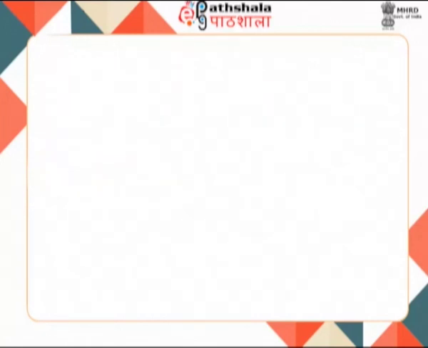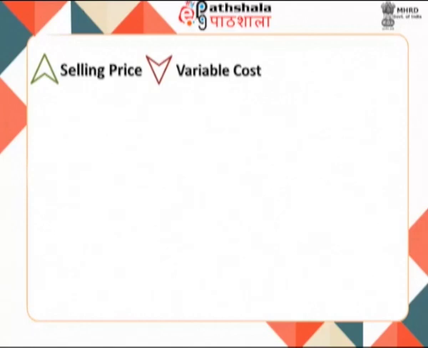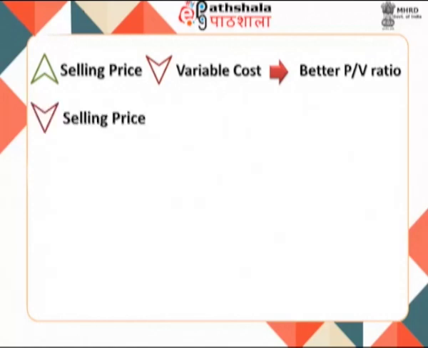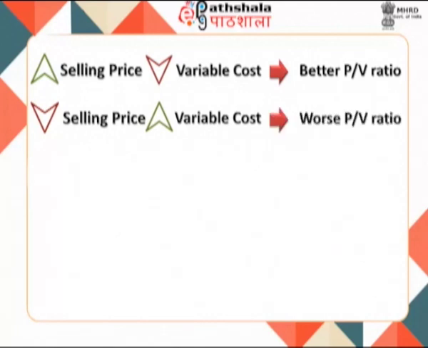Let us see what happens in case of simultaneous change in selling price per unit and variable cost per unit. A simultaneous increase in selling price and a decrease in per unit variable cost results in better PV ratio and thus improved profitability of the business firm. A decrease in selling price and an increase in per unit variable cost results in worse PV ratio and thus decrease in profits of the firm.